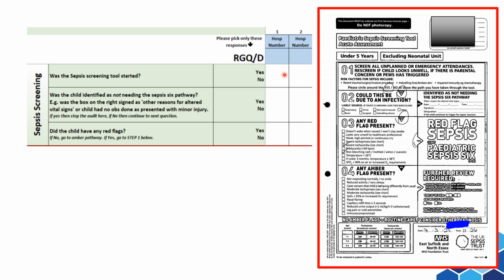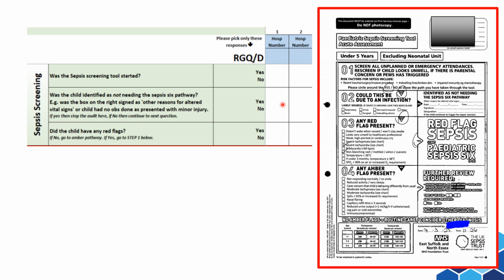We want to see that all children attending CAU and ED are having a sepsis screening tool started, and anyone on children's inpatient who has deteriorated, a new deterioration, then they should have a sepsis screening tool started as well.